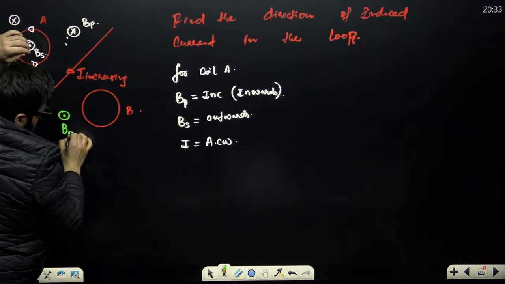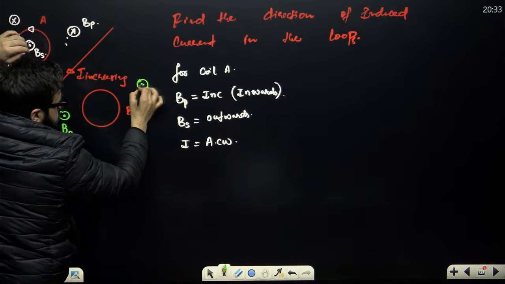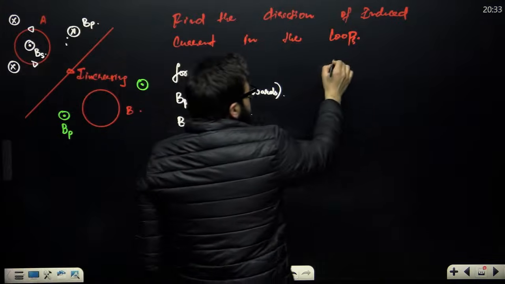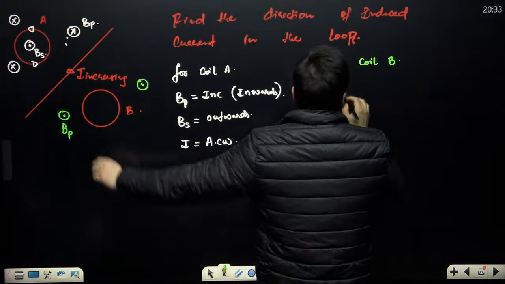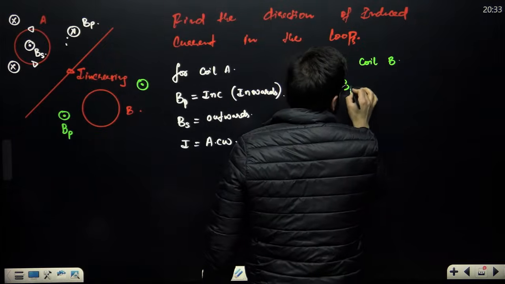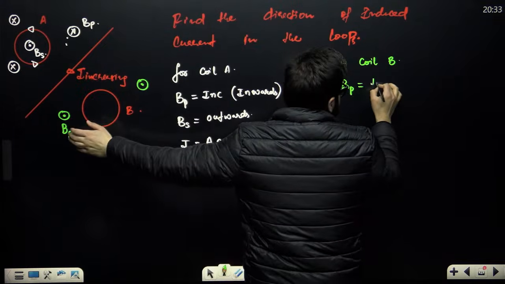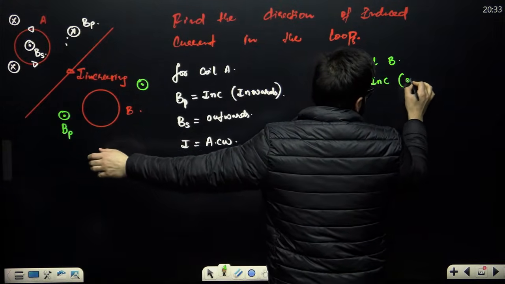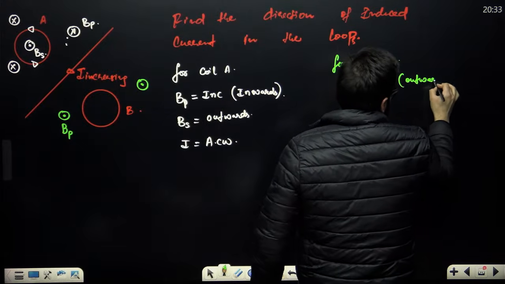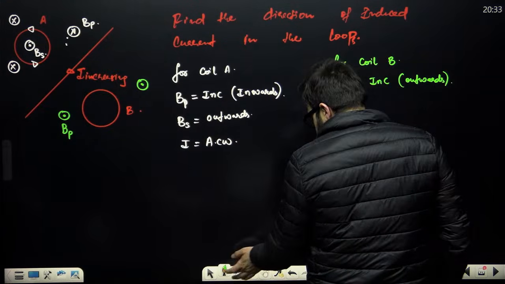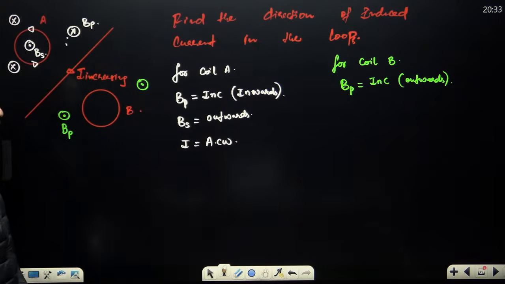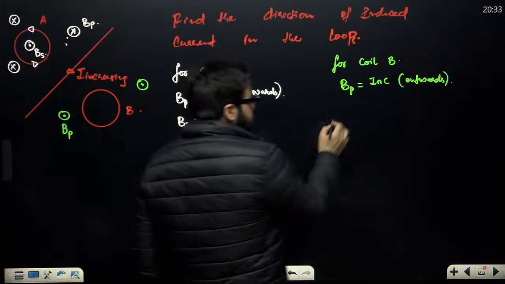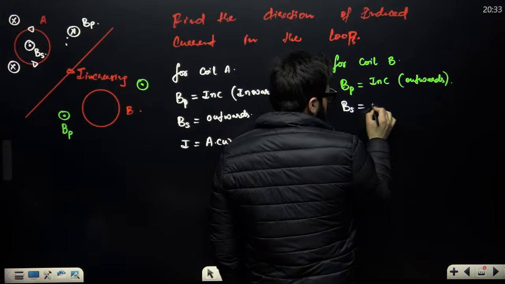This is B primary, outwards. Dot means outwards. So for coil B, I would say primary magnetic field is increasing and it is outwards. Now, if the primary magnetic field is increasing and is outwards, you tell me, my dear friends, one thing. The secondary magnetic field has to be inwards. B secondary has to be inwards.